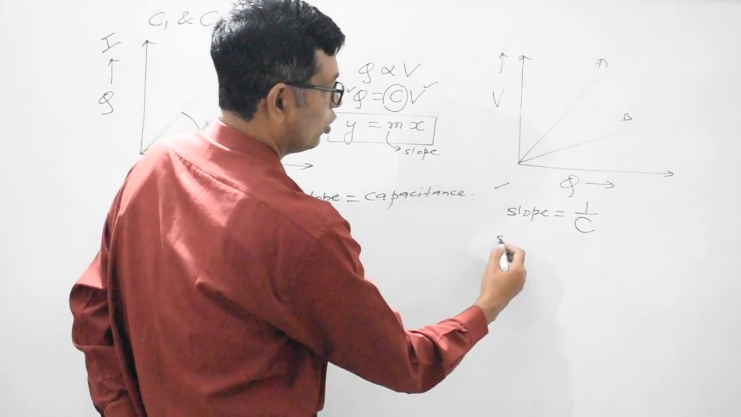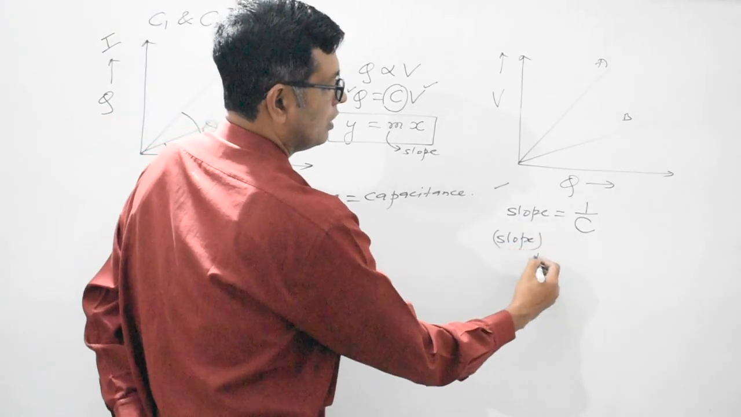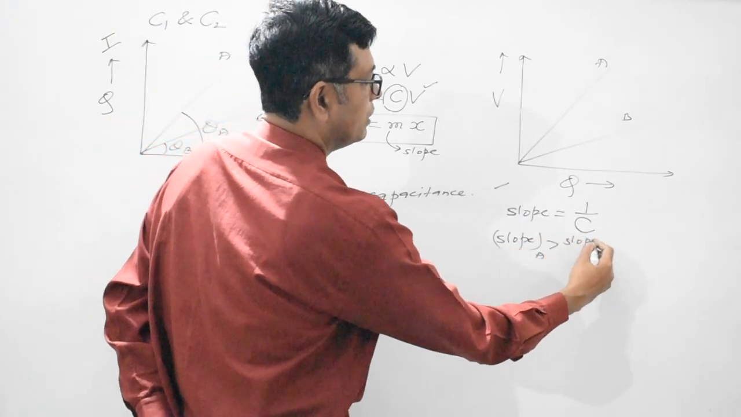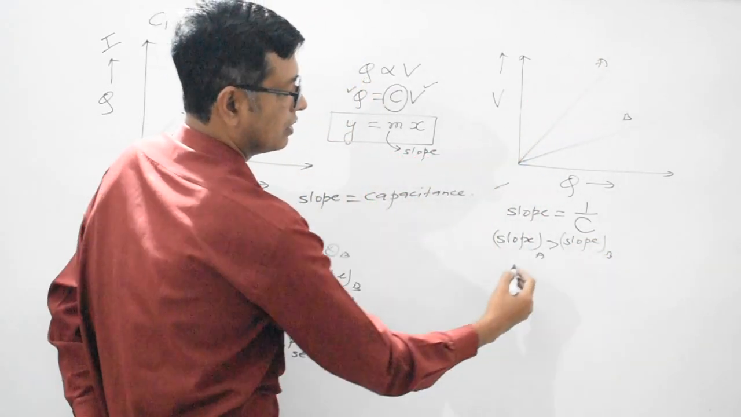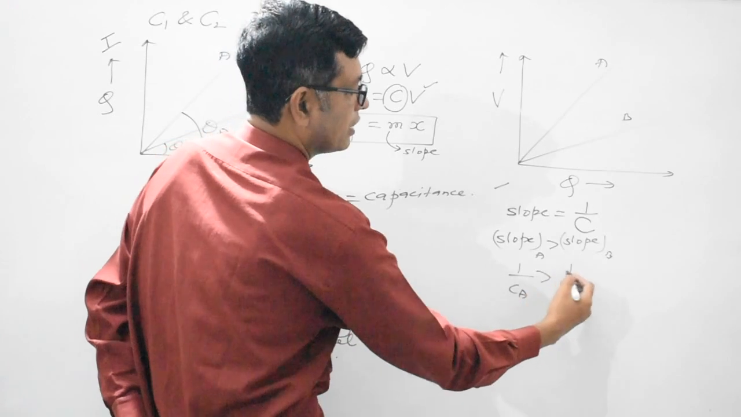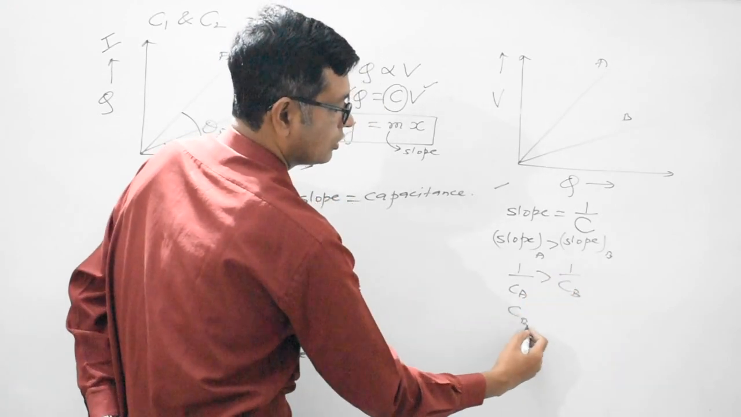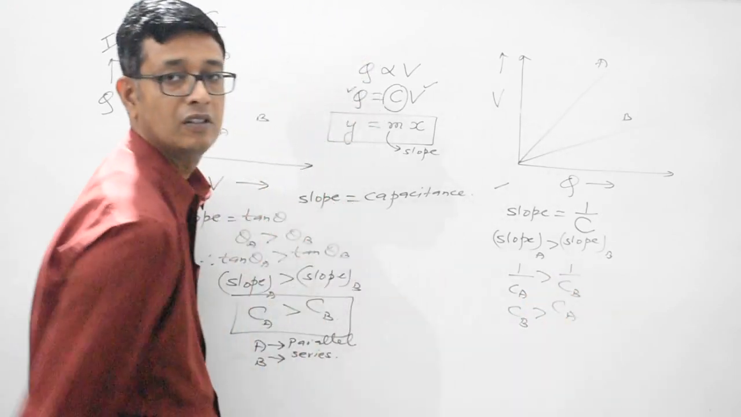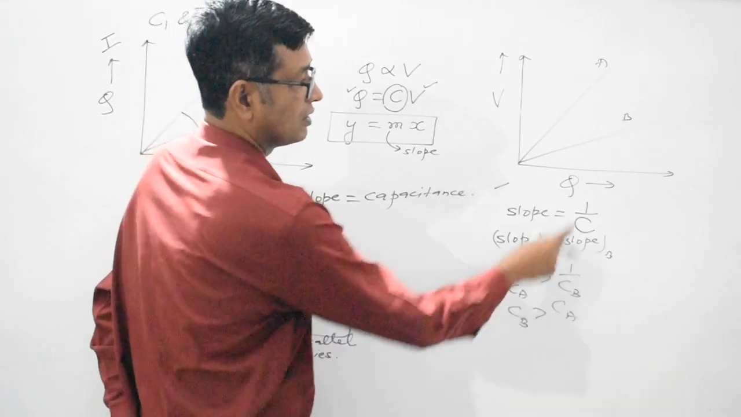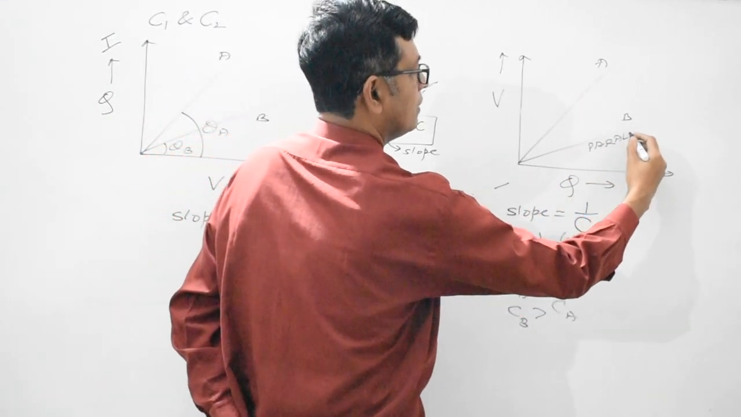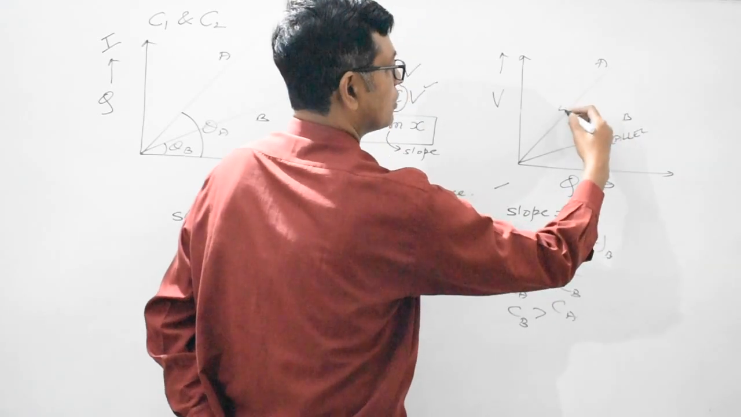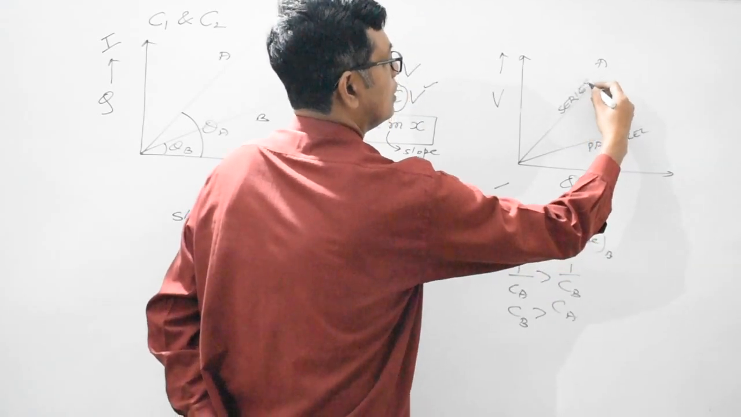So in this case, slope obviously of A is greater than slope of B. A's slope is much steeper. Therefore, 1 by CA is greater than 1 by CB. Therefore, CB is greater than CA. So here the resultant capacitance in case B is greater. So B must represent parallel grouping and A must represent series grouping.